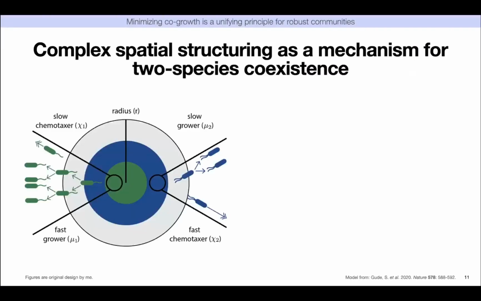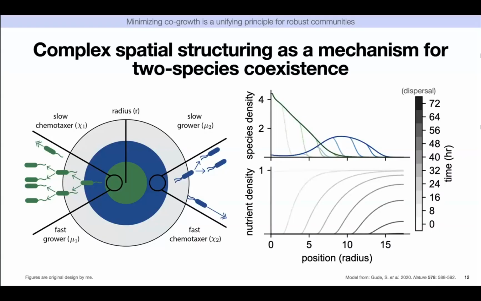Okay. So I want to jump into examples of particular experimental systems that we've run. The first mechanistic model that we considered was this case in which you have complex spatial structure as a mechanism for species coexistence. This is a paper that was published a few years ago out of Sandor Tan's group. In this experimental system, you have 2 species that are inoculated in the center. And then there's this trade-off that they find, which enables coexistence, between how well you can grow locally on the nutrient and how well you chemotax out.